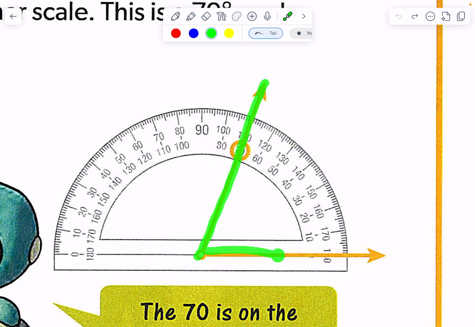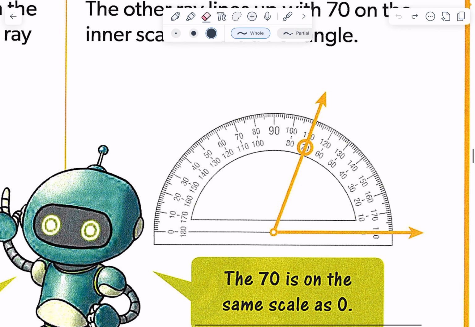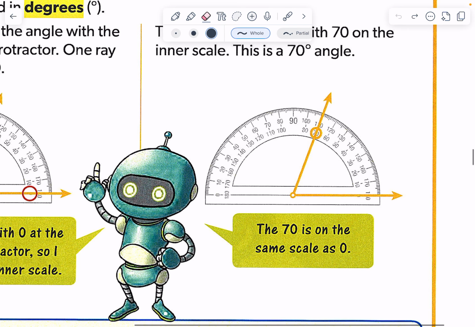Looking at this angle right here, is this angle an acute angle, a right angle, or an obtuse angle? Students should say that this is an acute angle. Okay, so if this is an acute angle, what do we know about acute angles? We know that they are less than 90 degrees. So in these 2 values, which one of them is less than 90 degrees? Well, 70 is less than 90 degrees. So that means that 70 is the angle's measure. And also because the 70 is on the same scale as the 0.